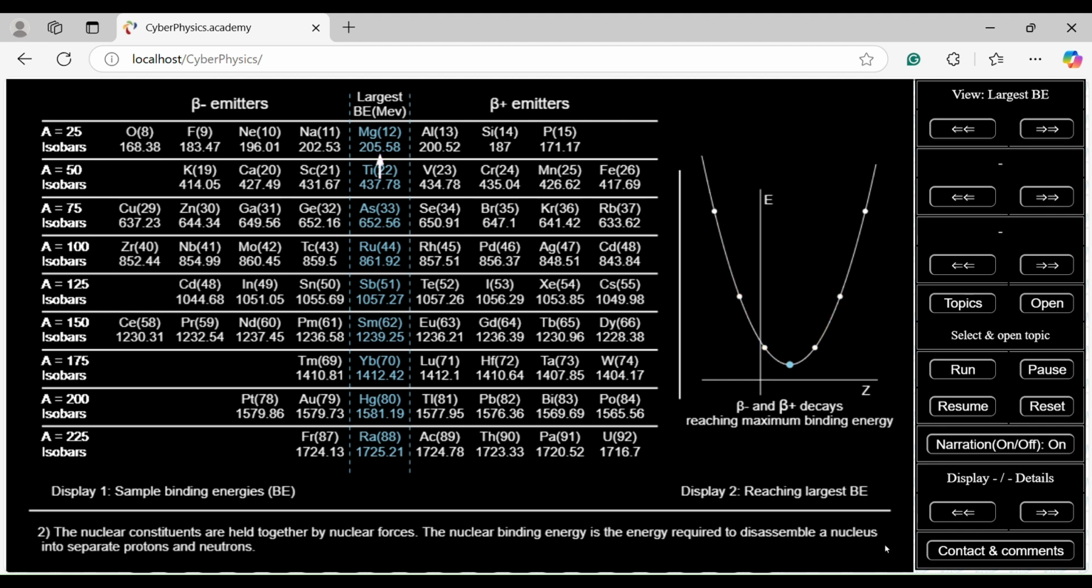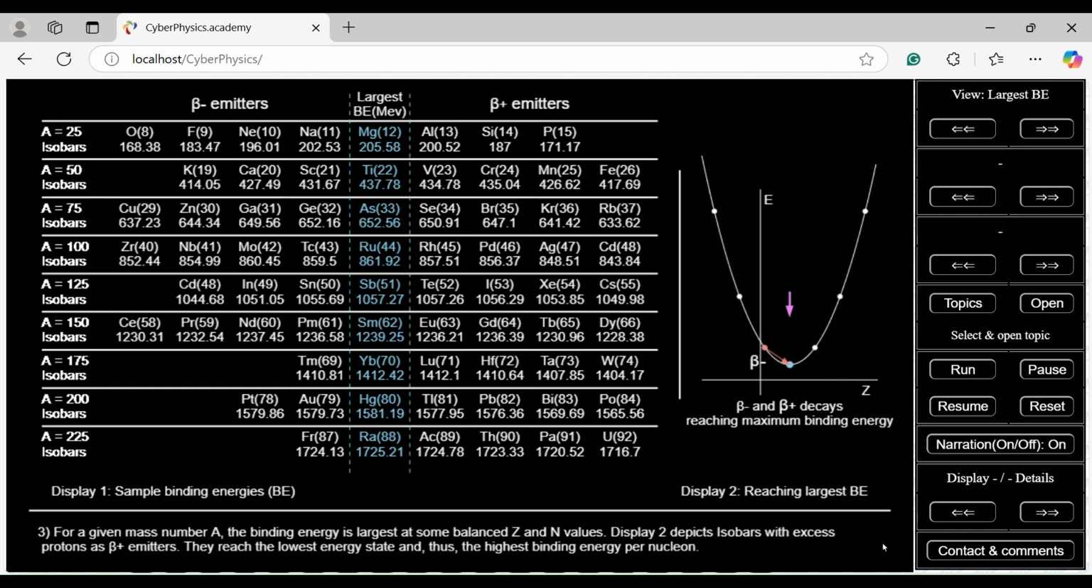The nuclear binding energy is the energy required to disassemble a nucleus into separate protons and neutrons. For a given mass number A, the binding energy is largest at some balanced Z and N values. Display 2 depicts isobars with excess protons as beta plus emitters. They reach the lowest energy state and, thus, the highest binding energy per nucleon.